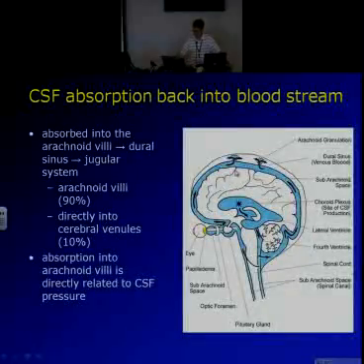So absorption. As I said, the textbook discussion is this: the CSF gets back up to these subarachnoid villi and makes its way back into the venous system. And for the most part, a lot of that is true.